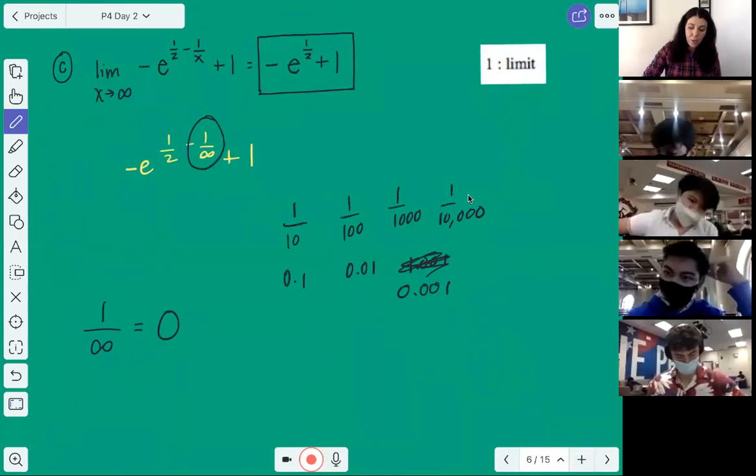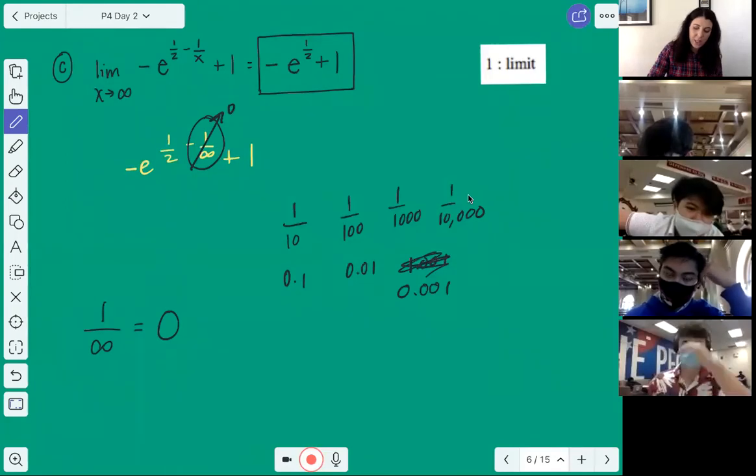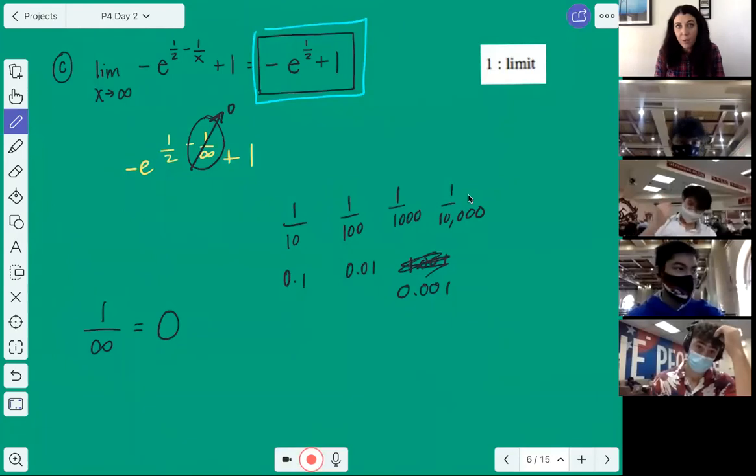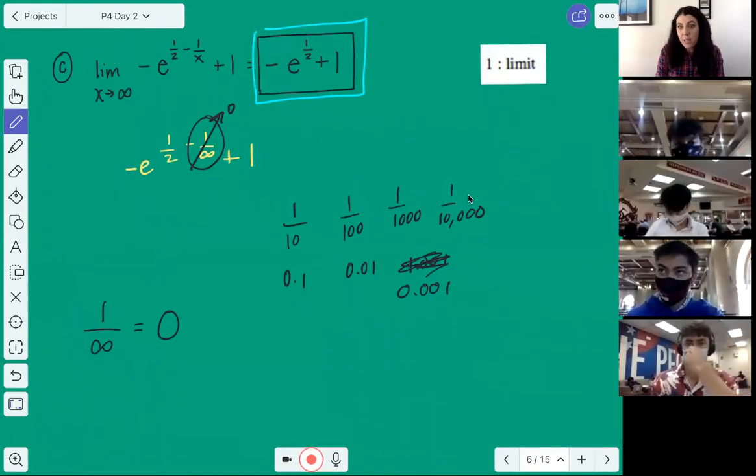Now, because that portion goes to 0, what you're left with is just this: negative e to the 1/2, or negative square root of e if you wrote it that way, plus 1. That's what you would have as your final answer. This is worth 1 point, all or nothing.